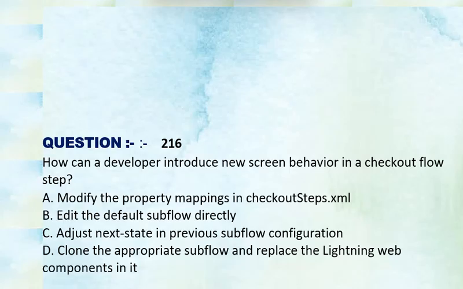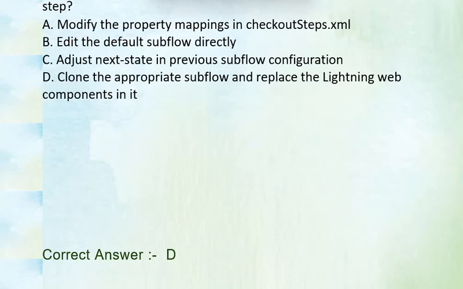Question is, how can a developer introduce new screen behavior in a checkout flow state? Option A, modify the property mappings in checkout steps.xml. Option B, edit the default subflow directly. Option C, adjust new state in previous subflow configuration. Option D, clone the appropriate subflow and replace the Lightning Web components in it. Correct answer is option D.